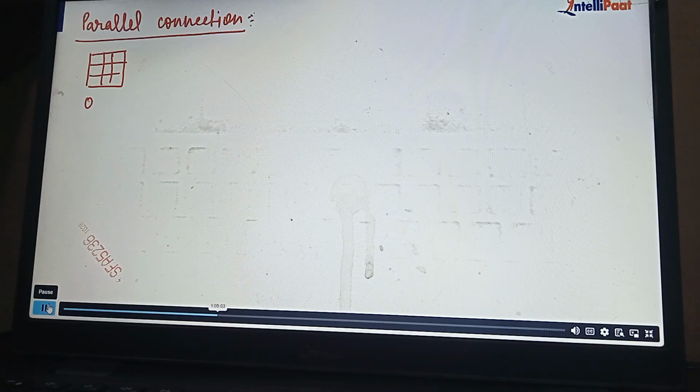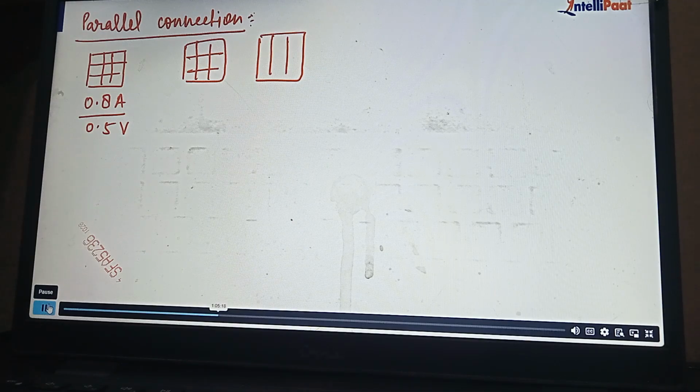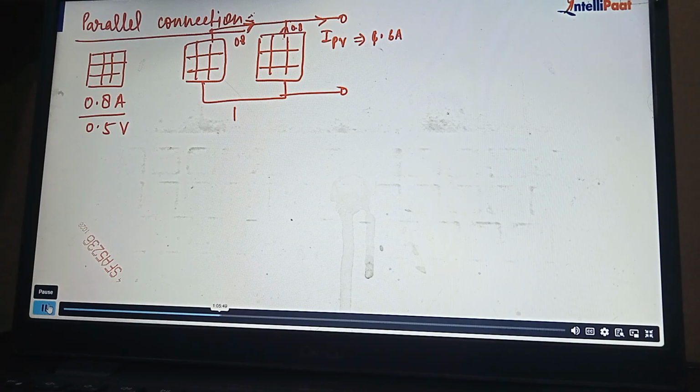Current will be added. Suppose we have 0.8 ampere current for one and 0.5 volt voltage. If I'm connecting two panels or two modules or two cells, whatever you can consider in parallel, the rating is increased from 0.8. If you take out the IPV, that would be 0.8 plus 0.8, because one cell is producing 0.8 and another cell is also producing 0.8. So total current would be 1.6 ampere. However, the voltage would remain the same, that is 0.5.